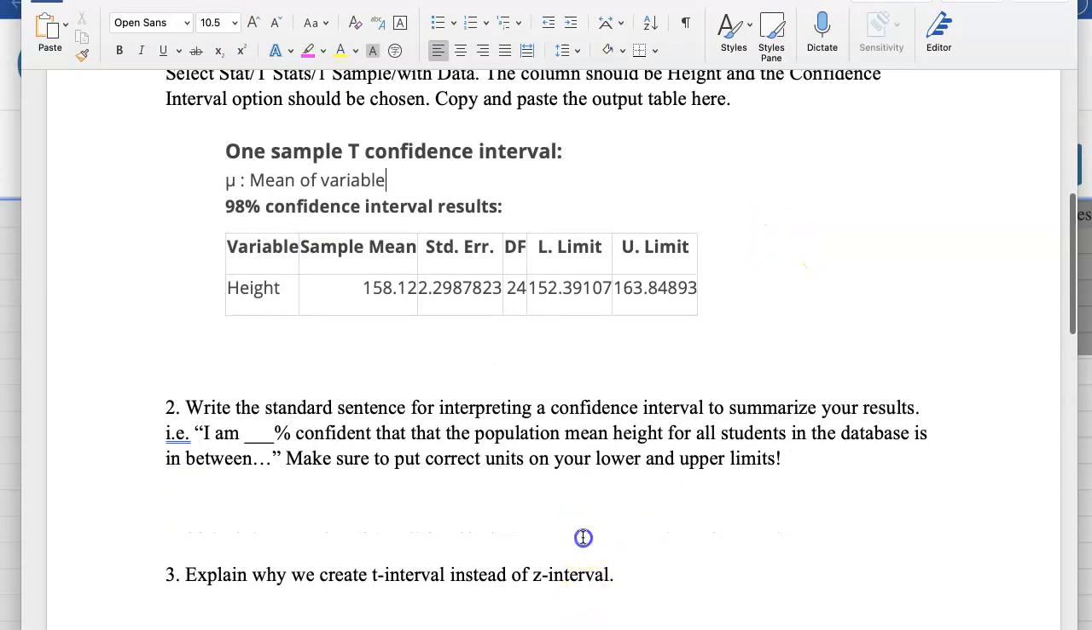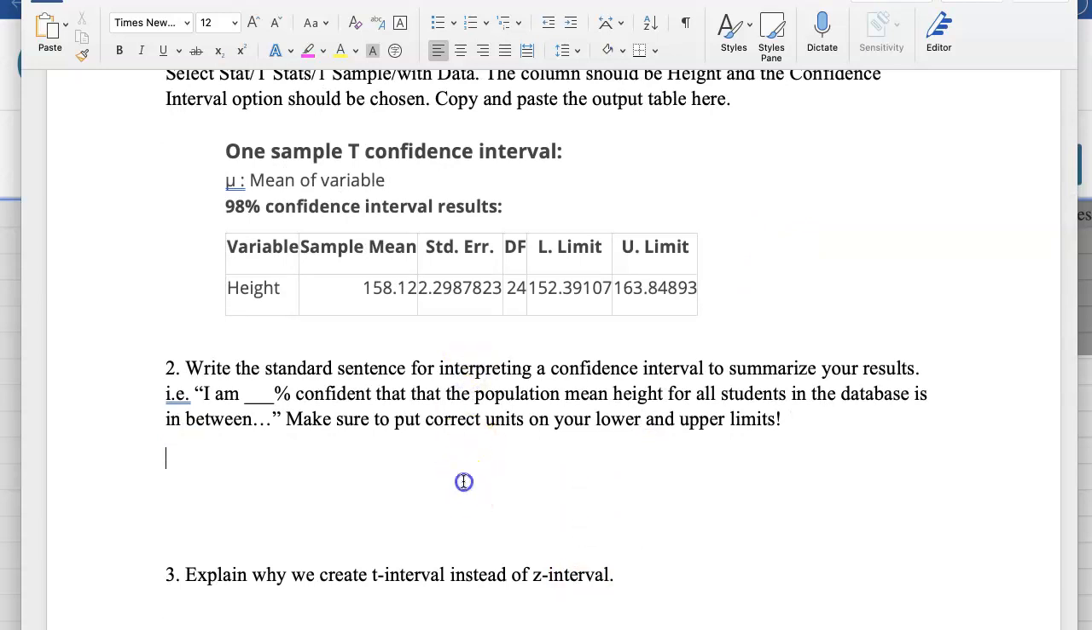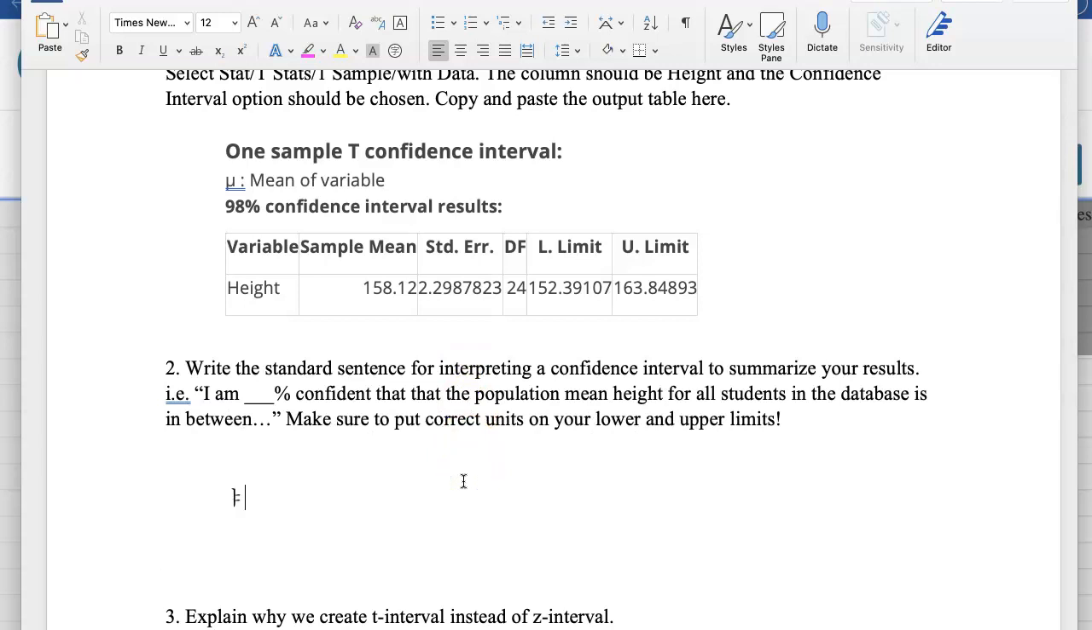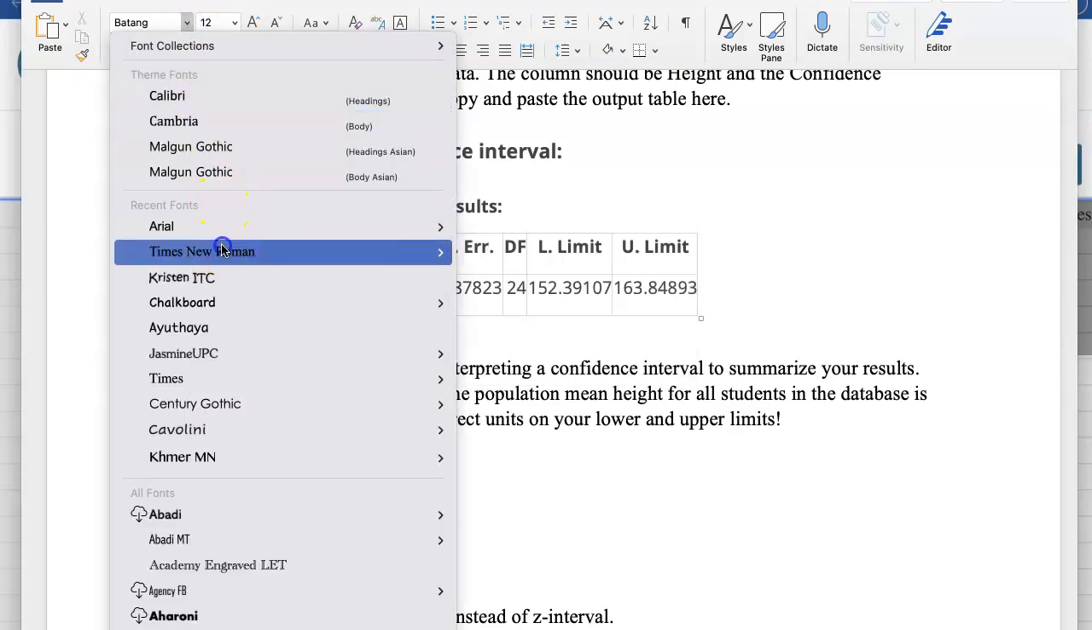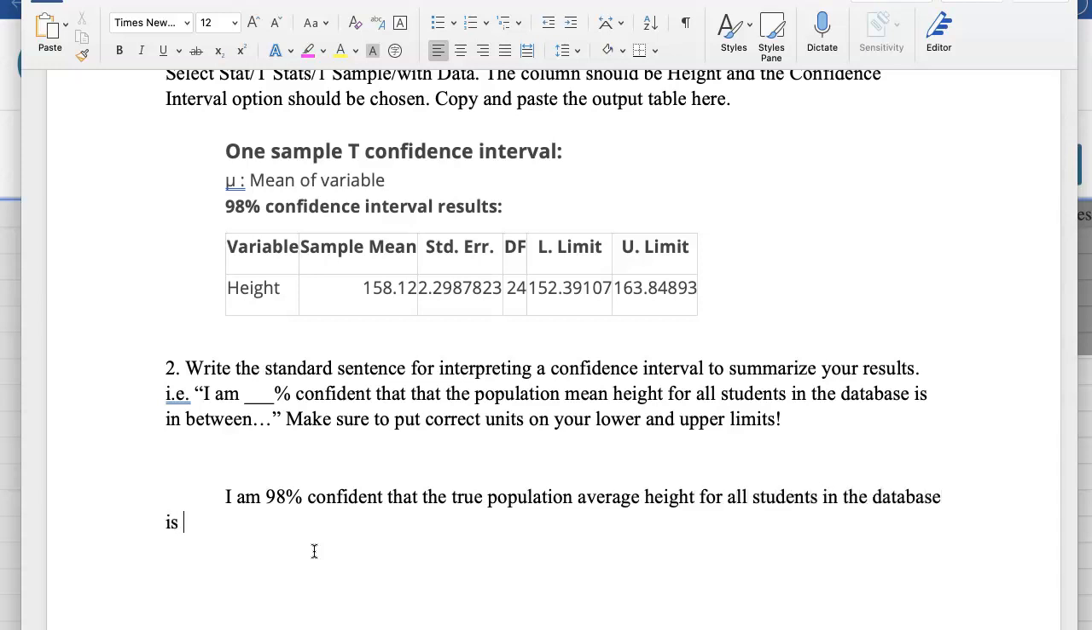So here's the interpretation part. Let's go ahead and write a sentence about this confidence interval. Say that you are... hold on, in English, come on. I am... what's wrong with this font? Give me 1 second. I am, how confident? 98% confident that the true population average height for all students in the database is in between.